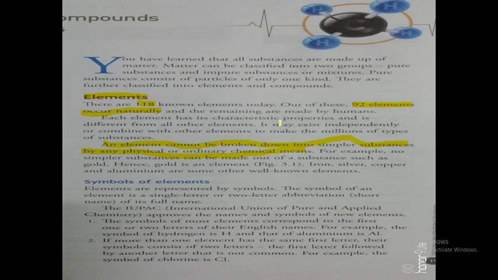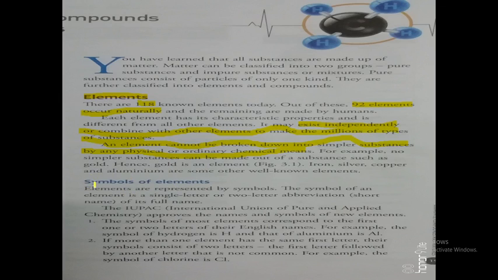What is the characteristic property of an element? That it exists independently, or it can combine with other elements to make the millions of types of substances. So this was about the elements. Moving on to the symbols of an element.